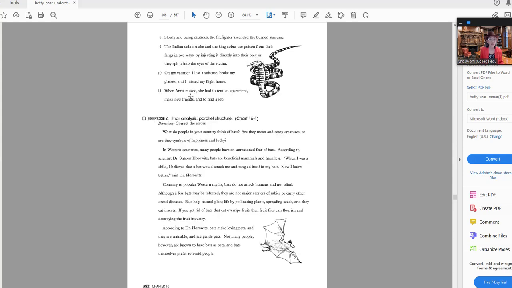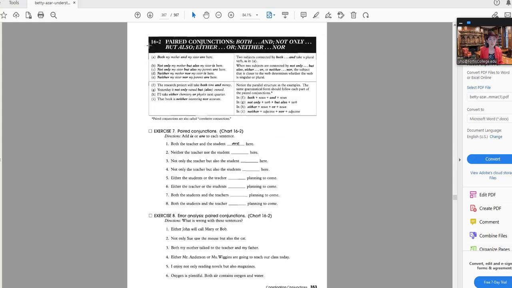So here I have more error analysis. Paired conjunctions: both and, not only but also, either or, neither nor. Both my mother and my sister are here. Not only my mother, but also my sister is here. Not only my sister, but also my parents are here. Neither my mother nor my sister is here. Neither my sister nor my parents are here.